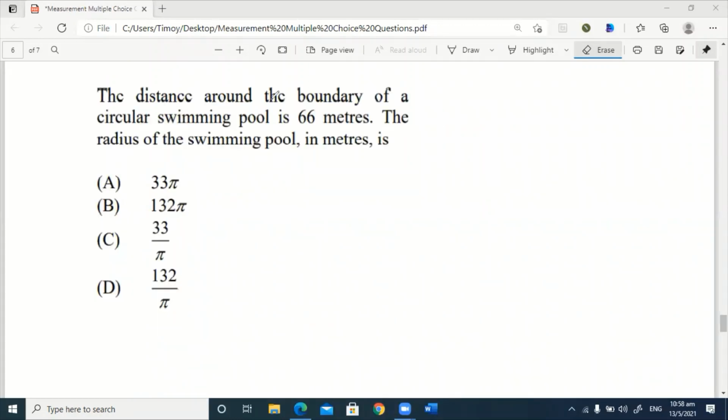The distance around the boundary of a circular swimming pool is 66 meters. The radius of the swimming pool in meters is? This 66, what does it represent?